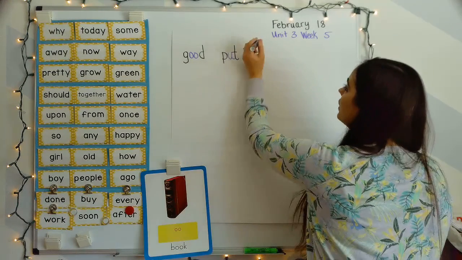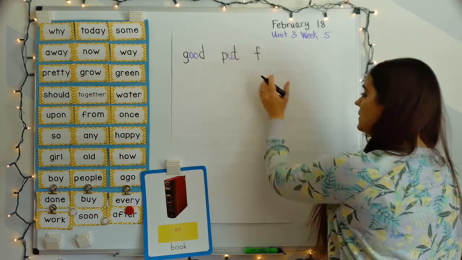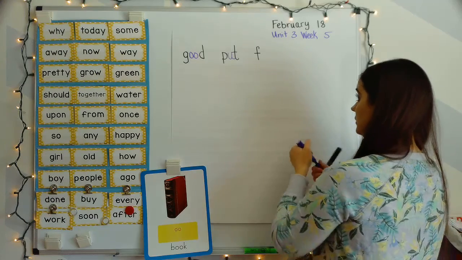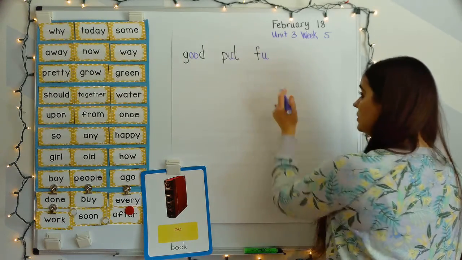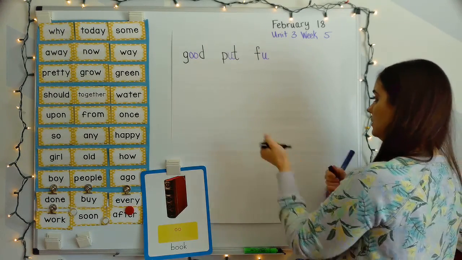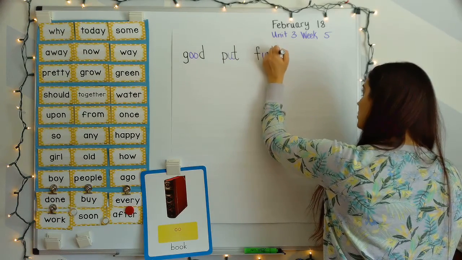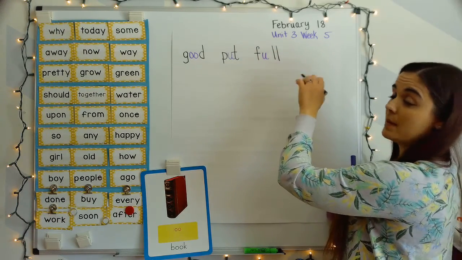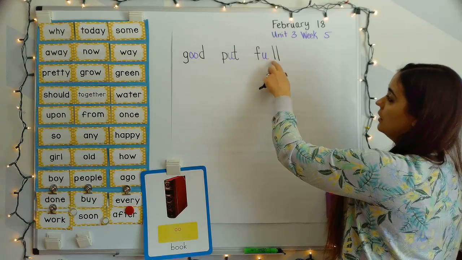Next word. Full. Your turn. Full. F says fa. U says uh. Remember, we have two consonants at the end of a word. We just double up on that sound. Full.